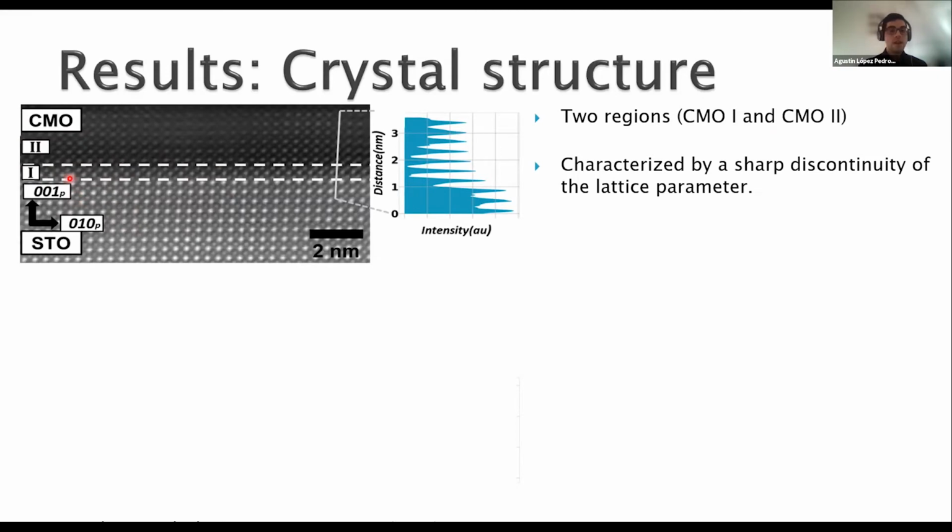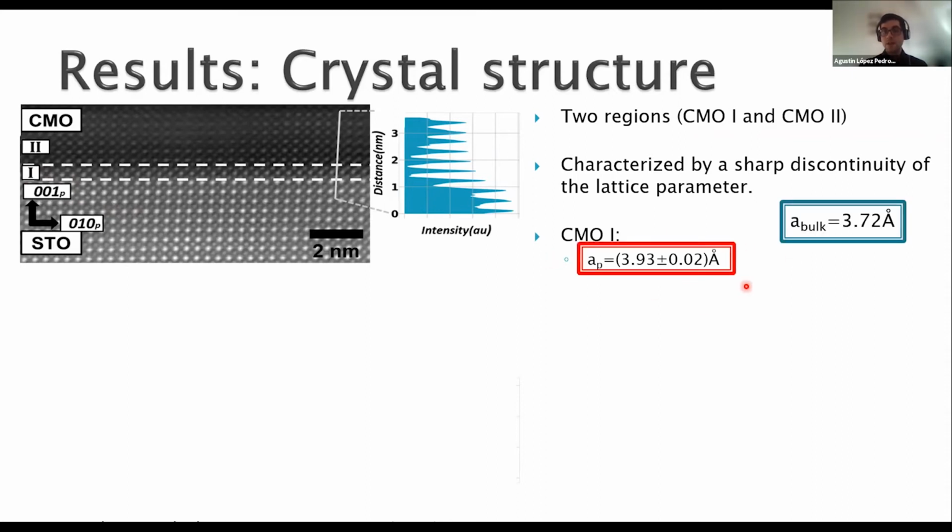If you analyze what's happening very close to the interface in the first region, we observe that we have a crystal structure that is almost cubic, with an average lattice parameter of 3.93 angstrom, which is considerably higher than the value of the bulk, but is pretty close to the value of the substrate. So the first atomic layer of the CMO tried to copy the crystal structure of the substrate.